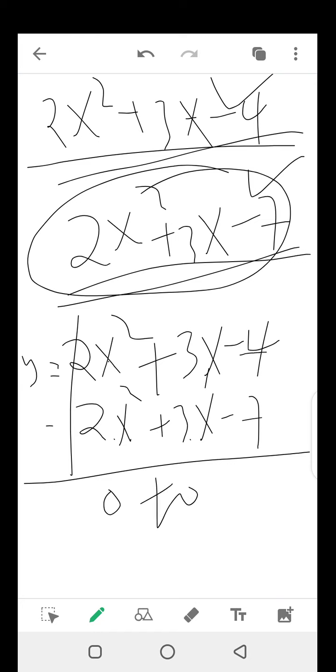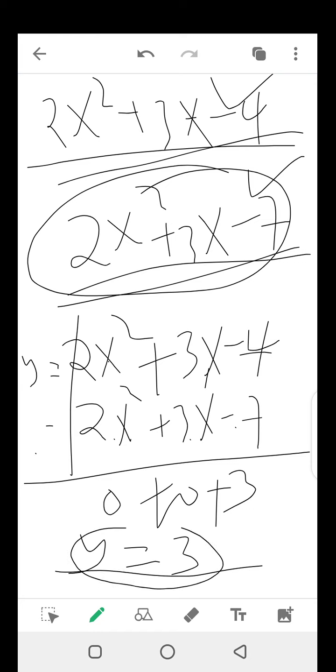Then negative 4 minus negative 7 is going to be 3. So what remains is that y is equal to 3. This is a line, by the way, y is equal to 3. You are going to draw this very line, y is equal to 3, on the curve.